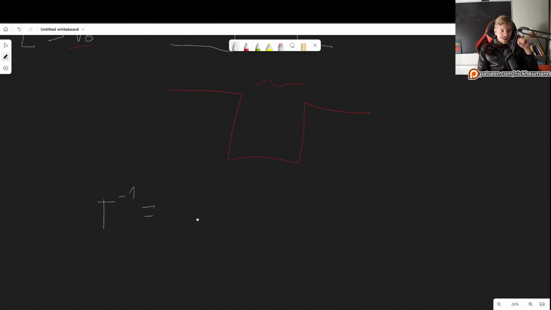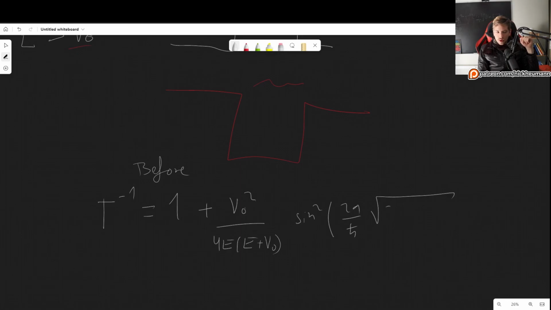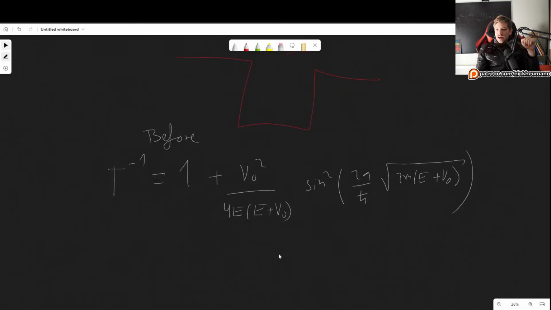So T to the minus 1, this is what we found. It was 1 plus V0 squared over 4E(E plus V0), times sine squared of 2a over h bar times the square root of 2m(E plus V0). So this is before, I haven't changed it. So the only difference is the sign of V0.